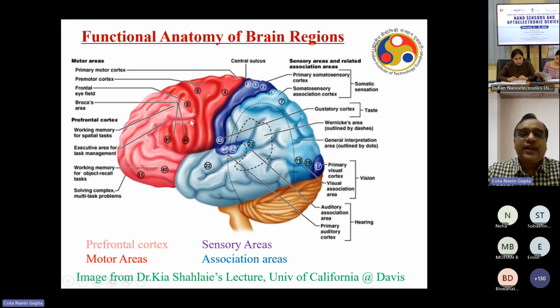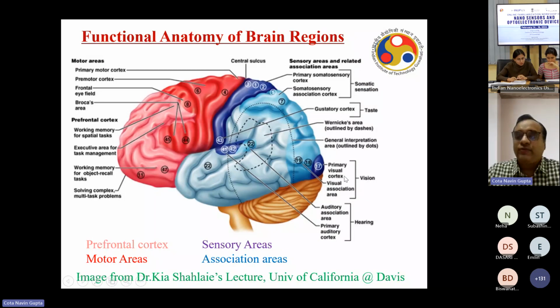Okay, so this is a functional anatomy of the brain regions. The light pink is the prefrontal cortex, which is considered the working memory of a spatial task, and it's also responsible for solving complex multitask problems. It's also considered the executive area of task management. So this is the executive control of our whole body, and all the commands are generated from here.